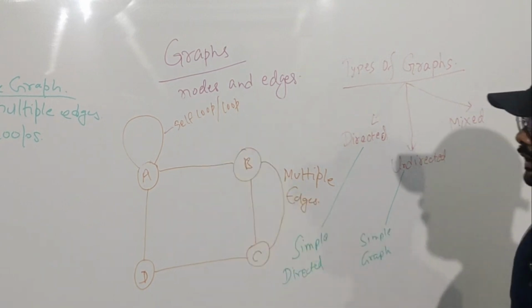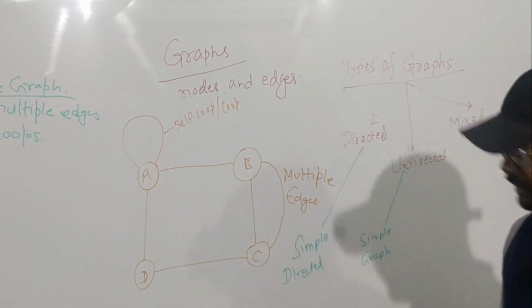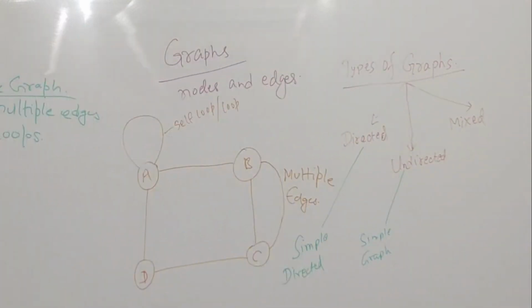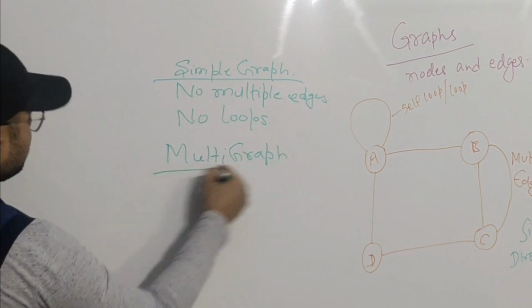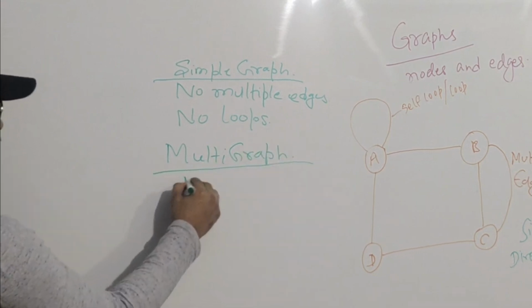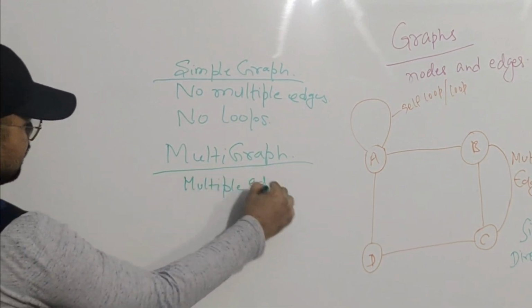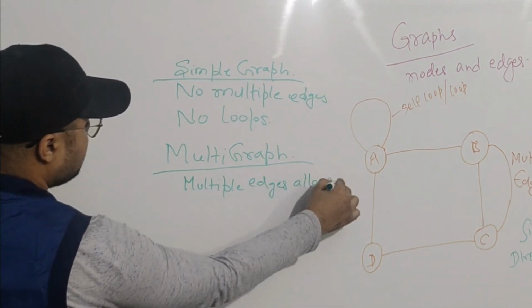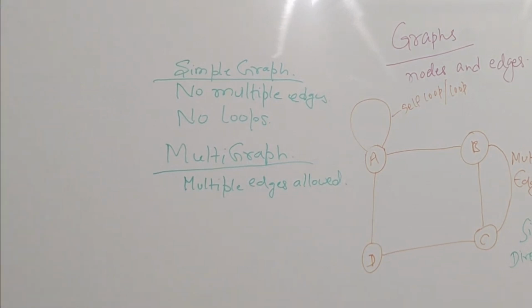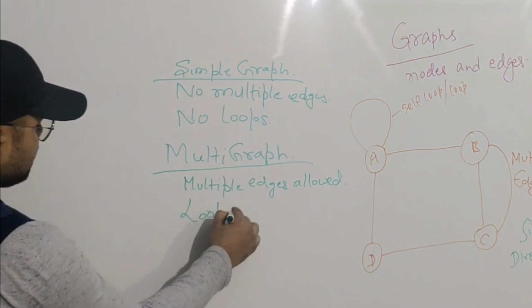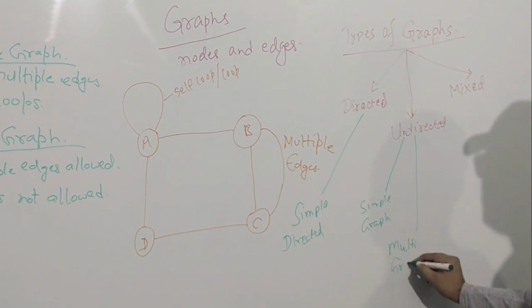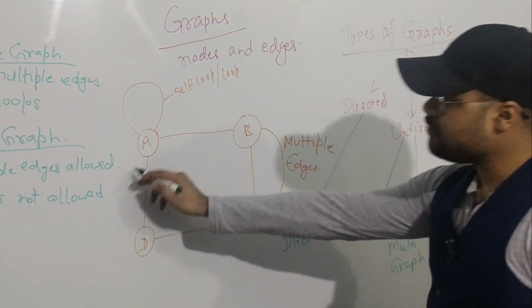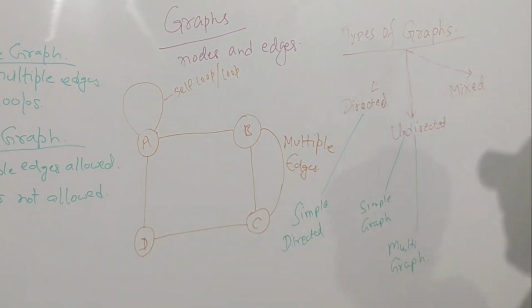If you do not allow self loops in your graph, but multiple edges are allowed, and self loops are not allowed, that is called a multi-graph. So what is a multi-graph? A multi-graph is one where multiple edges are allowed and loops are not allowed. Multiple edges allowed, loops are not allowed. Then that is an undirected multi-graph.